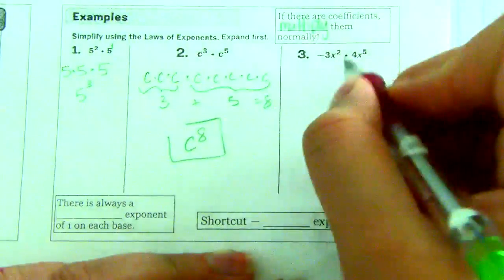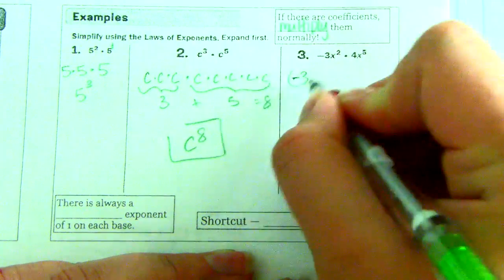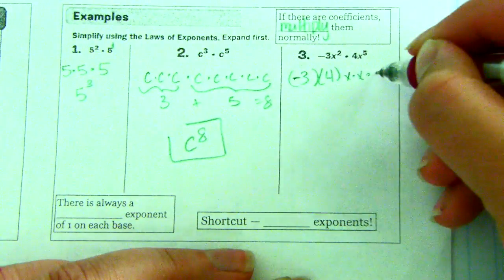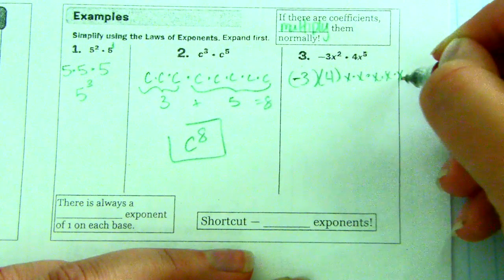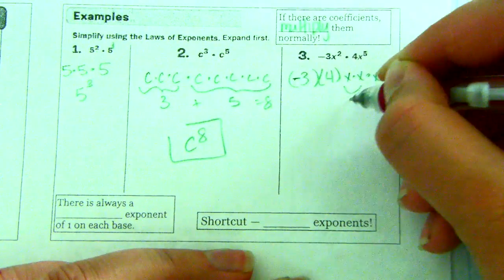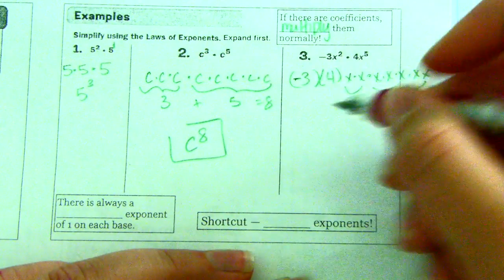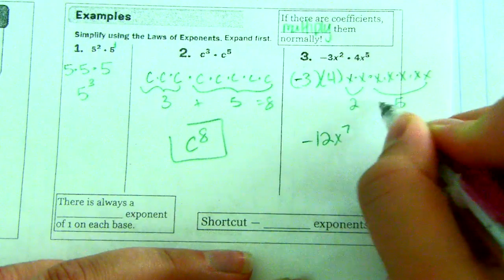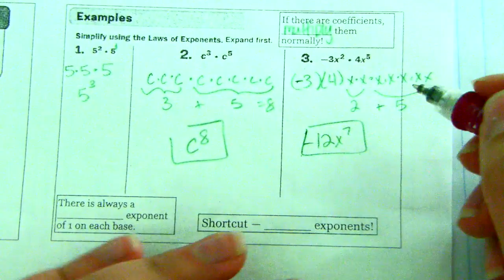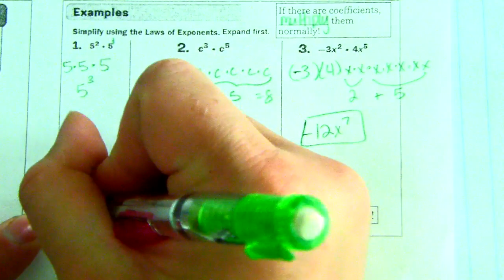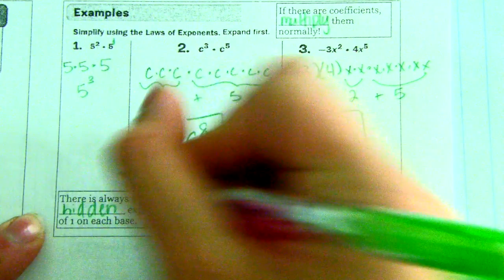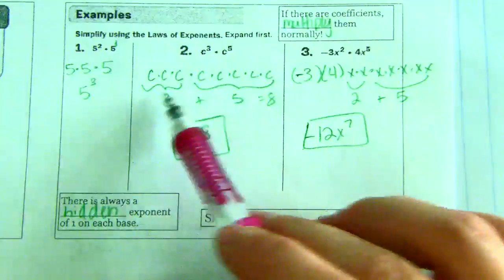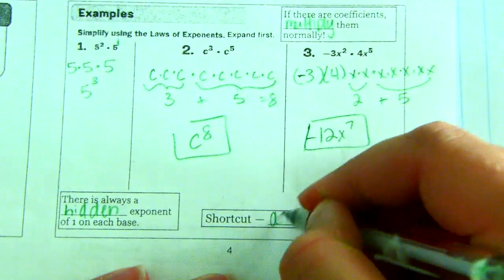This last one, we're actually going to kind of separate the coefficient, so negative 3 times 4, and then 2 x's and 5 x's. Negative 3 times 4 is negative 12, and 7 x's total, which is the same as 2 plus 5. So remember, there's always a hidden exponent of 1 on each base, so that's why we could add that 1, and the shortcut, instead of expanding them all, is just to add the exponents.